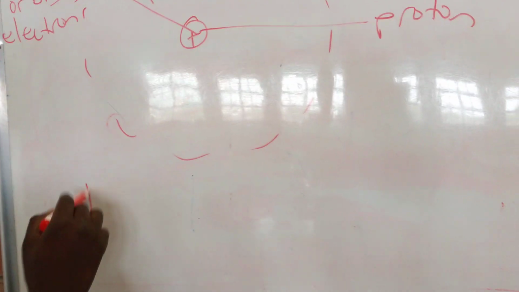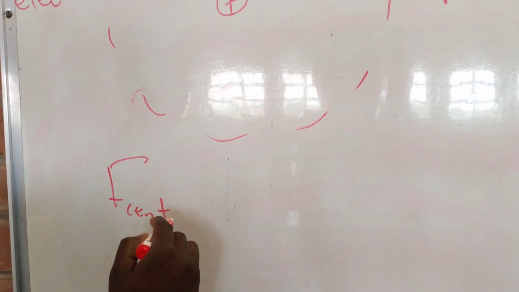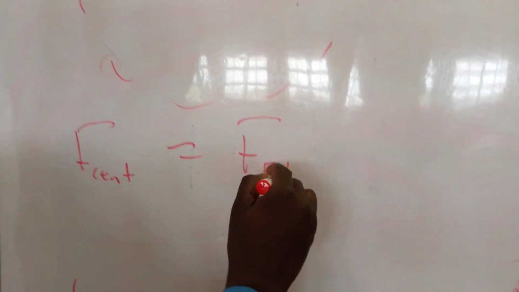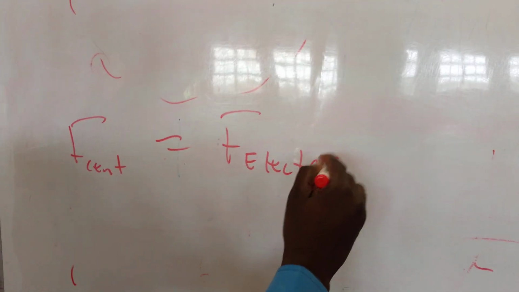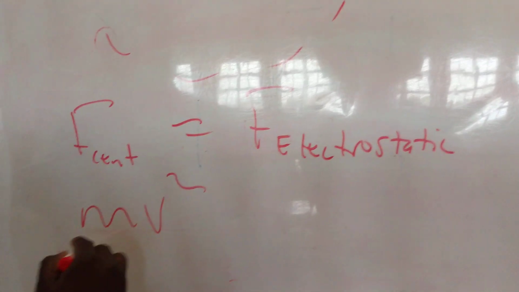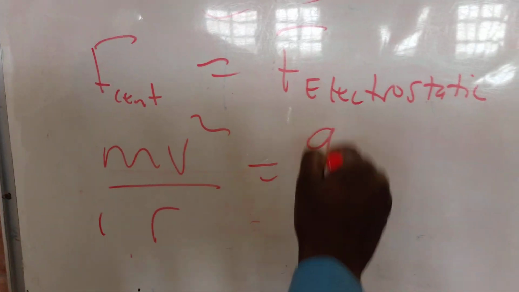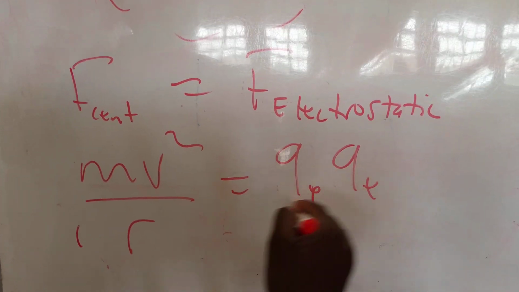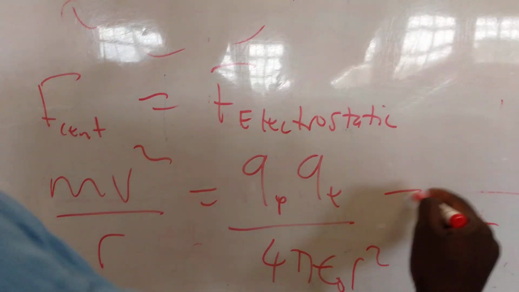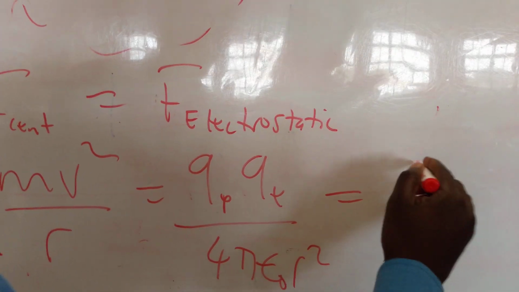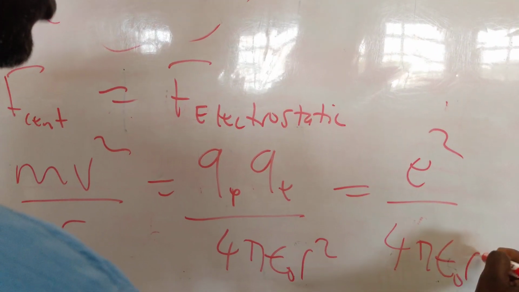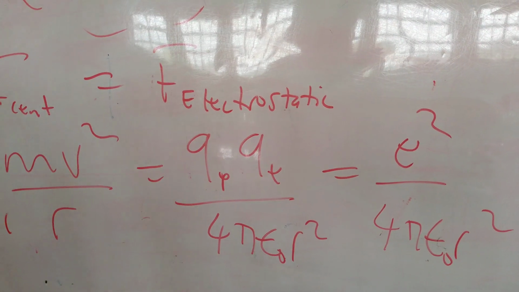So we did agree that the centripetal force on the orbiting electron is due to the electrostatic force, which is mv squared over r equals the charge of a proton times the charge of an electron over 4 pi epsilon naught r squared, which reduces to e squared over 4 pi epsilon naught r squared.